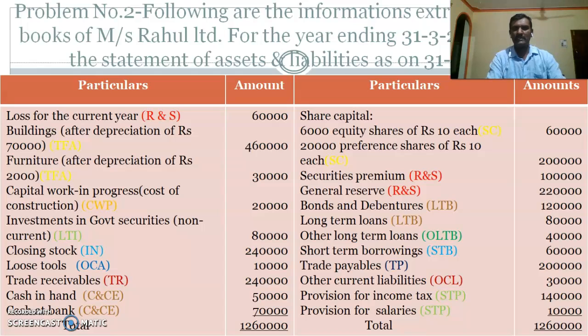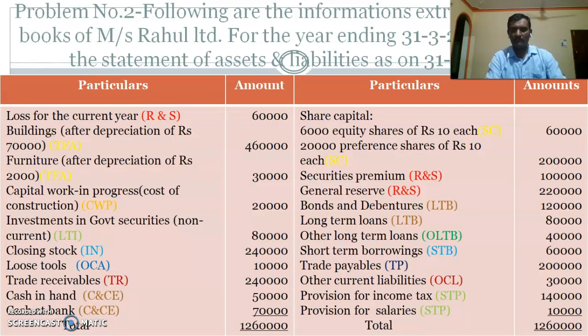Here two share capitals are given. One is equity share capital and another is preference share capital. So these items are to be taken under the note share capital. Then they have given information about securities premium and general reserve. These are reserve and surplus items. Then bonds and debentures and long-term loans. These are items of long-term borrowings.